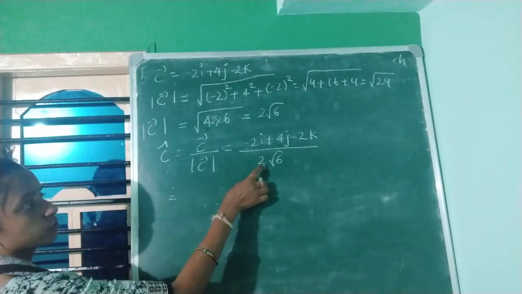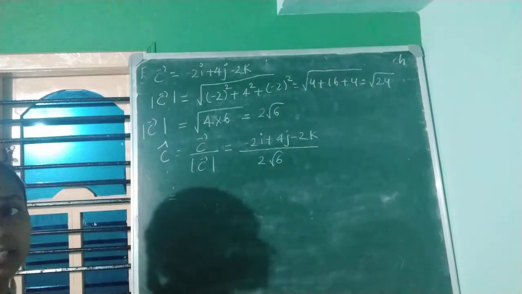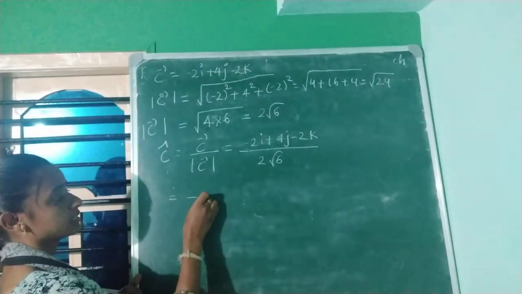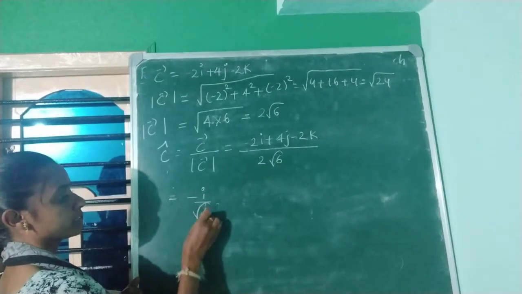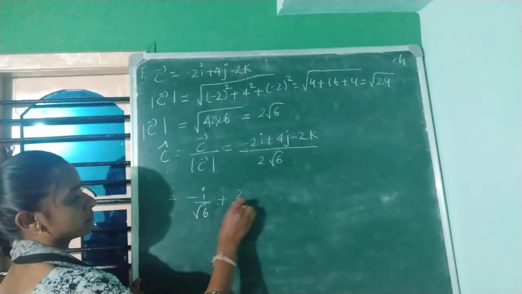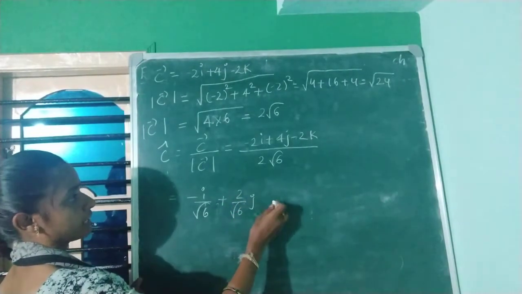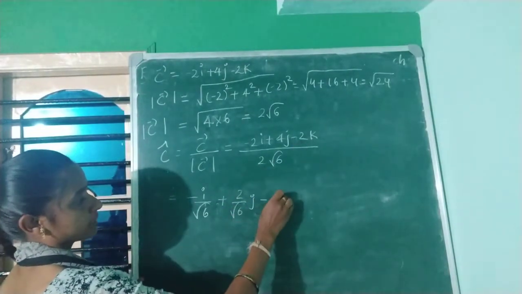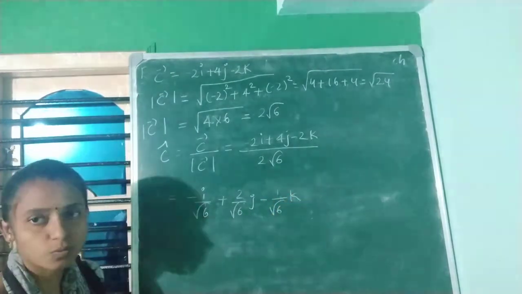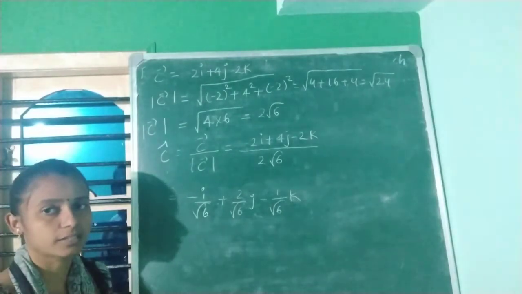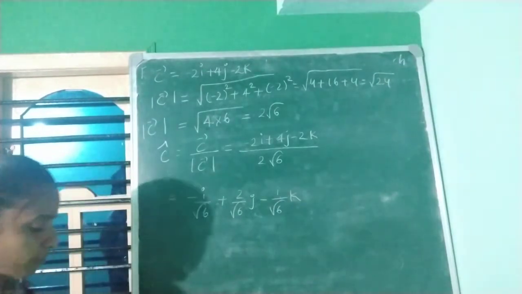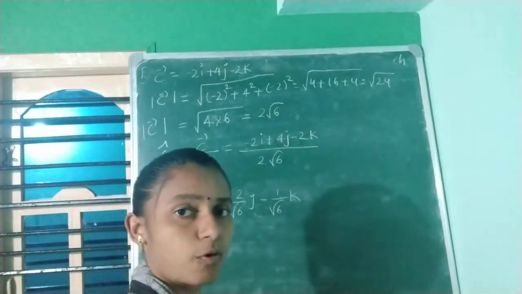The 2 gets cancelled, remaining is minus i divided by root 6, then plus, 2 times 2 is 4, so 2 divided by root 6 times j, minus again the 2 gets cancelled, 1 divided by root 6 k. So this is the required unit vector for the given two vectors a plus b and a minus b. Okay, so now we'll do the next problem.